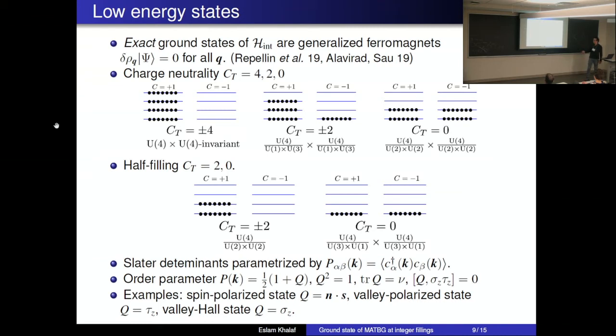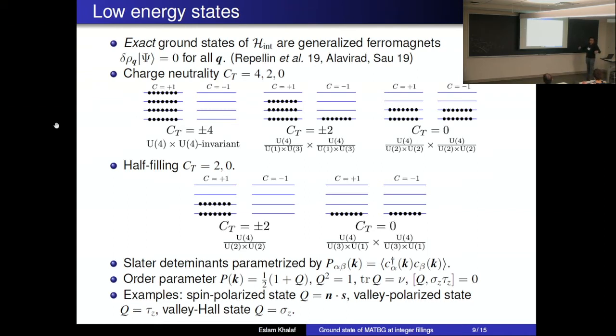Valley polarized state is just tau z, and the valley Hall state is just a sublattice polarized state. So we fill the Chern number plus bands in K valley and Chern number minus bands in K prime valley. We get the valley Hall state.